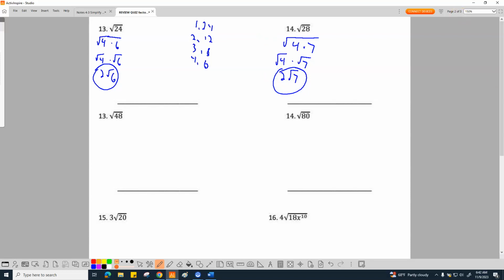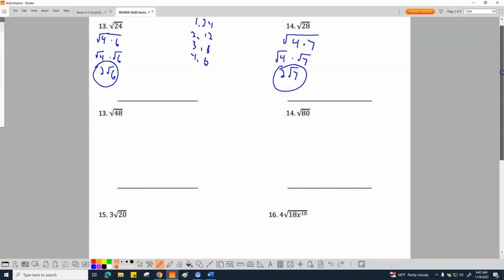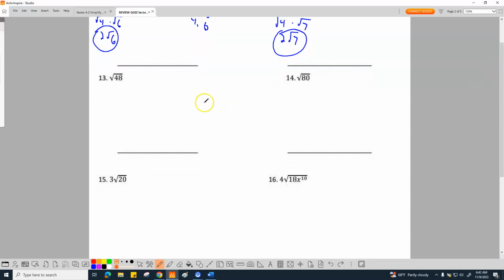Number 13, same process. Divide by stuff until you get stuff. In this case, 13, I know, is 16 times 3. So I'm going to go ahead and redo this as square root of 16 times 3.